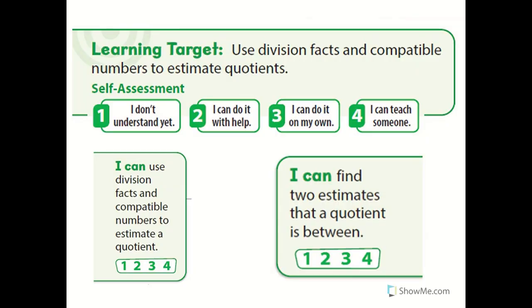Well, all right, let's go back to our learning target. Use division facts and compatible numbers to estimate quotients. That's what we've been doing. Hopefully you can do it on your own. I can use division facts and compatible numbers to estimate a quotient. Hopefully you can do that on your own, and I can find two estimates that a quotient is between. Hopefully you can do that on your own.